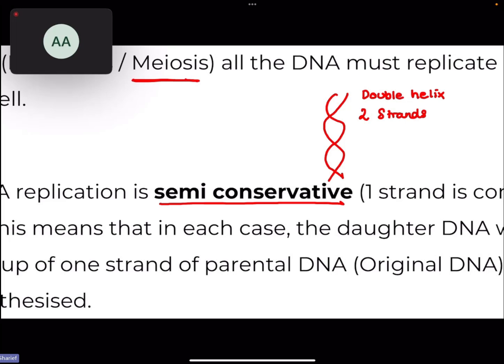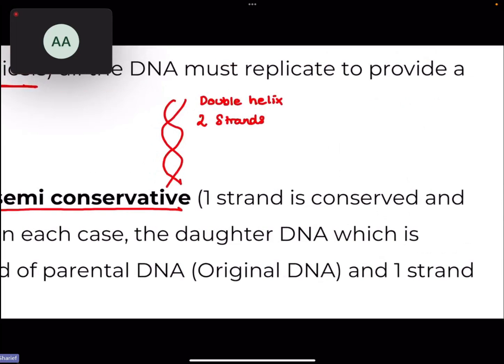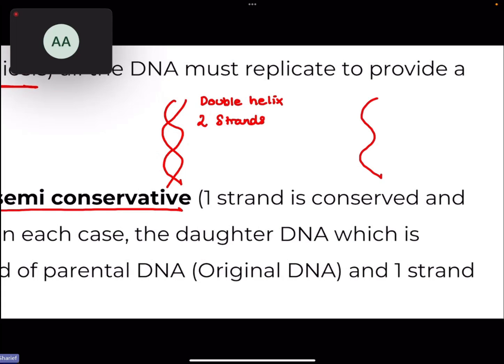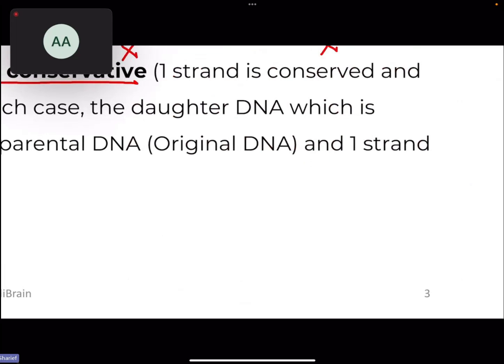Now, think about it. If we were synthesizing two new strands of DNA, for example, we've got this DNA and this DNA needs to replicate. In order to replicate it, we just randomly form two new strands of DNA. It's not going to happen like that. What happens is that each of these strands will act as a template so the other strand can be synthesized. And if I was to show you here, we will go into more detail behind this, but basically we will have each strand like this.